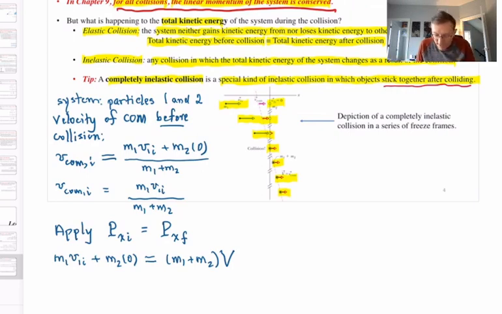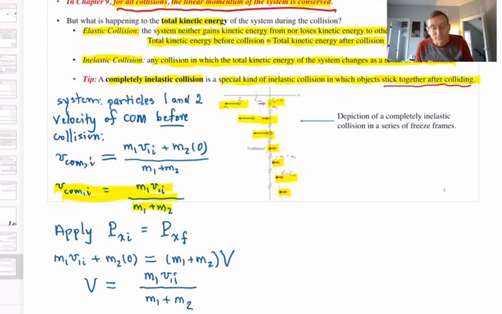Initial momentum must equal final. Let's solve for that final velocity of the blob after the collision. Just do the algebra. m1 times v1 initial over m1 plus m2. Does that look familiar? Didn't I just get that same expression for the velocity of the center of mass before the collision? Well, that's also the velocity that the two things have afterwards to conserve linear momentum.